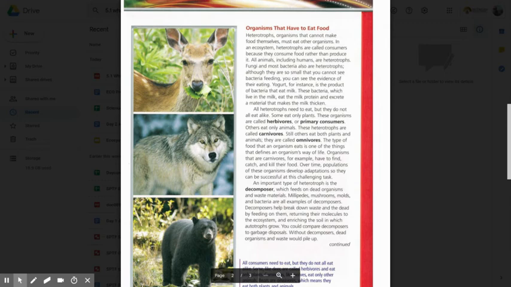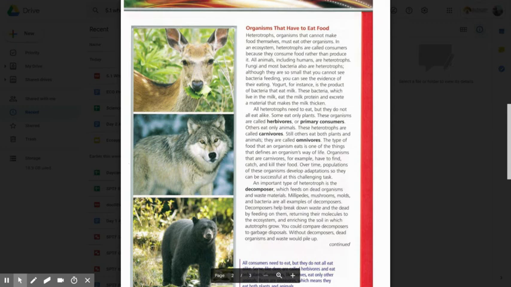All heterotrophs need to eat, but they do not all eat alike. Some only eat plants. These organisms are called herbivores or primary consumers. Others eat only animals. These heterotrophs are called carnivores. Still others need both plants and animals, and these are called omnivores.